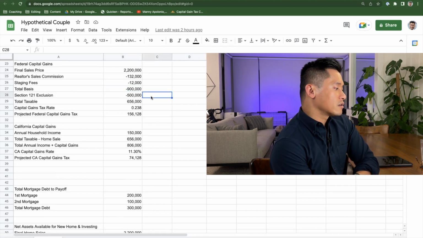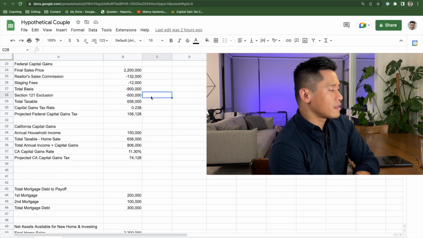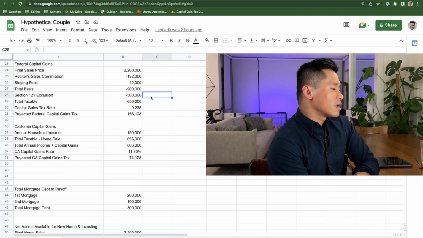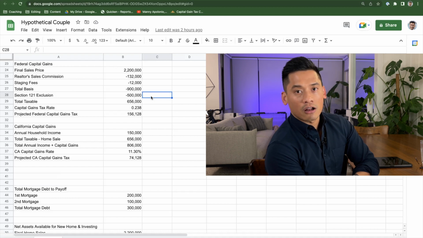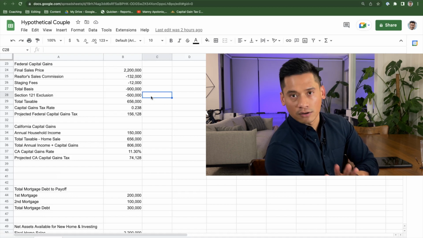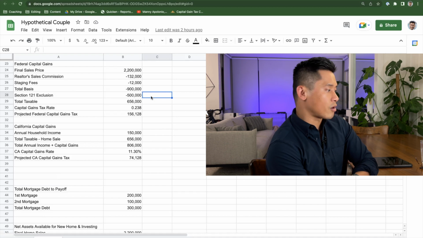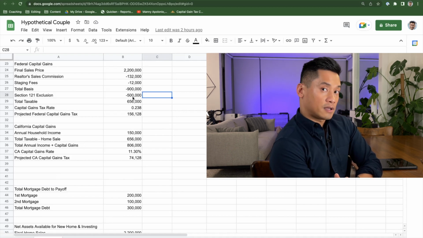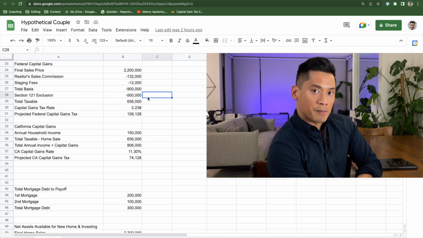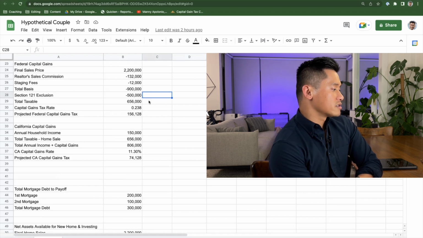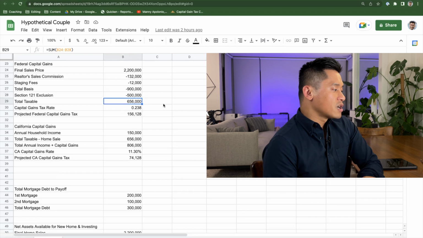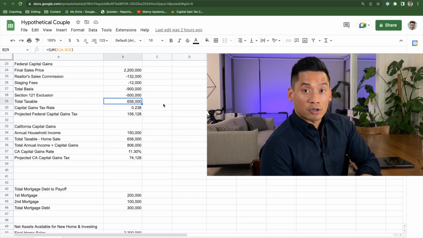Remember, the federal government and the state of California say that if you meet these specific requirements and you're a married couple, you can knock off $500,000 in capital gain. It's like a freebie. You don't have to pay taxes on that so long as you meet those requirements. So $500,000 of the profit is not included in the capital gains tax calculation, so we get to exclude it. What's left is $656,000, which is going to be subject to the capital gains tax rate.